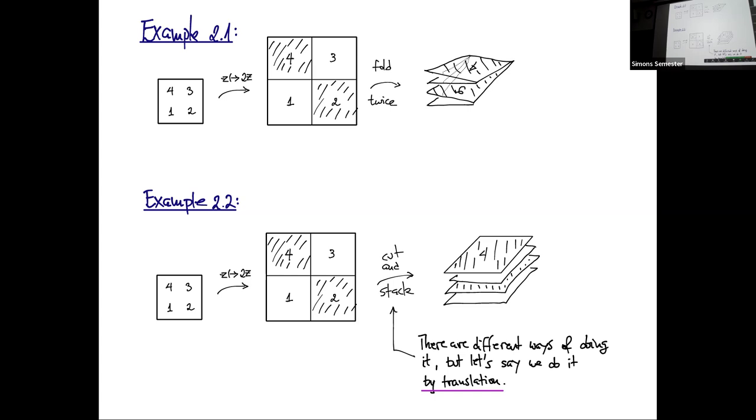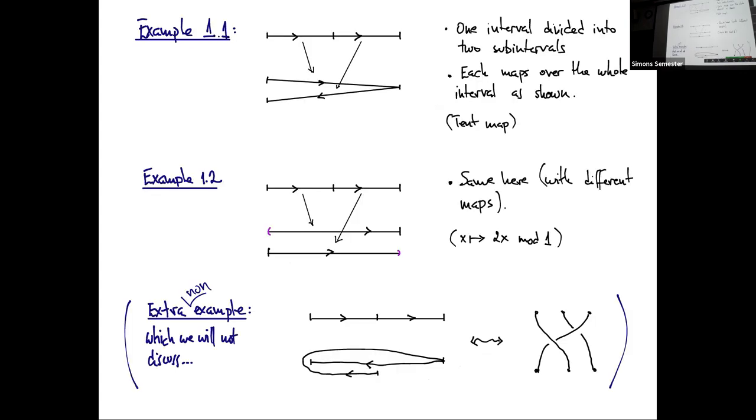The first one is as if I actually had a prop last time around. You take a square, you expand it by two, and then you fold it and fold it. And that's the first example, okay? And the second way I want to do it, I expand it by four, cut it, and then restack. And this restacking, I can restack it like this, or I can restack it bending it, but let's just restack by translations. So those are the two. So these are the four running examples.